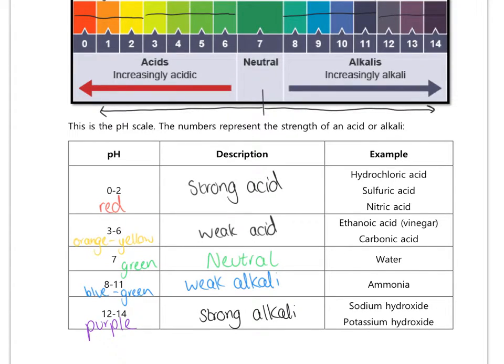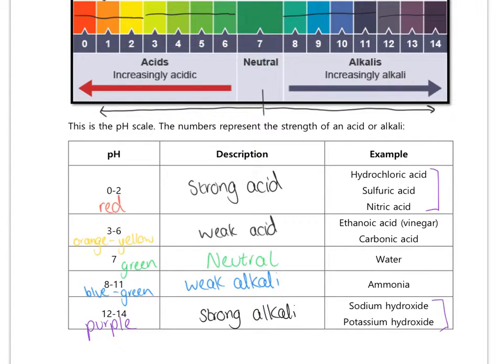So your strong acids, you've got the acids that you would meet in the lab: hydrochloric, sulfuric and nitric acid. An example of a weak acid would be ethanoic acid, which is what is in vinegar, or carbonic acid, which is what is in your fizzy drinks. Water is an example of neutral. A weak alkali would be ammonia. And then your strong alkalis, again, the alkalis that you would use in the lab, such as sodium hydroxide and potassium hydroxide.